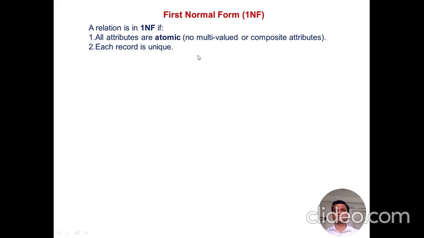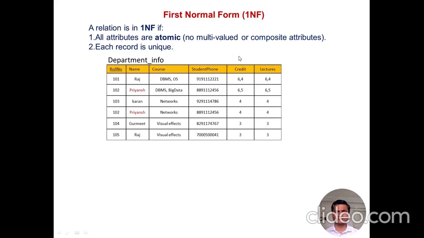Let's see an example of a table which is not in first normal form. Imagine we have a data table for some department of a college, like this. This table contains information about departments. The relation name is department info, and it has the attributes: roll number, name, course, student phone, credit, and lectures. In this table, Raj has multiple values in the course attribute: DBMS and OS.